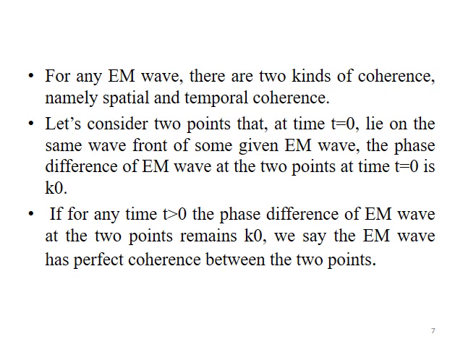For any EM wave, there are two kinds of coherence, namely spatial and temporal coherence. Let us consider two points that at t equal to 0 lie on the same wave front of the same given EM wave. If at any time t greater than 0, the phase difference of the EM wave at the two points remains k equal to 0, we say the EM wave has perfect coherence between the two points.